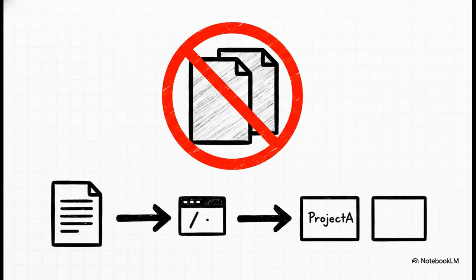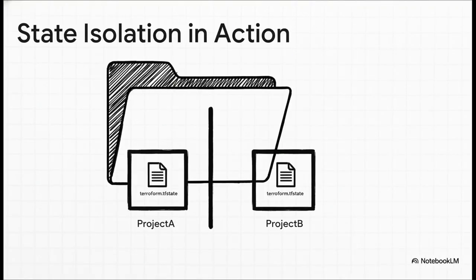So what if you need to manage a second project? You don't need to copy any files, you don't need to create any new folders. You just run one simple command to create a new workspace for Project B. And boom, you are now managing a completely separate set of infrastructure with the exact same code. This slide shows you exactly what's happening behind the scenes. Terraform actually creates a separate directory for each workspace, and each one has its own dedicated state file. They are physically isolated from each other, which means changes in Project A will absolutely never, ever affect Project B.